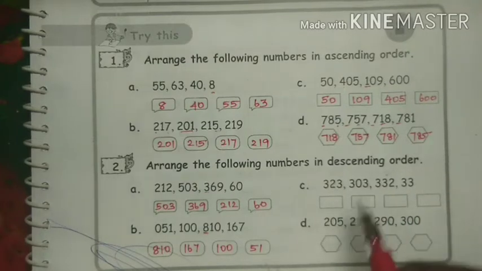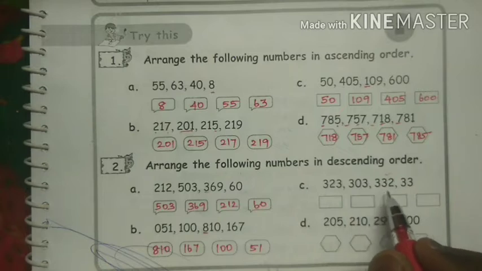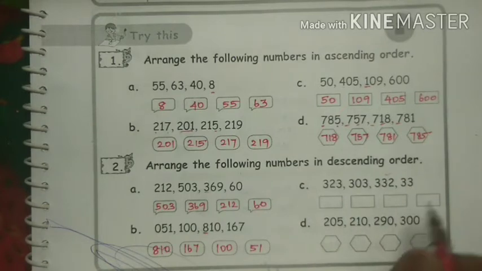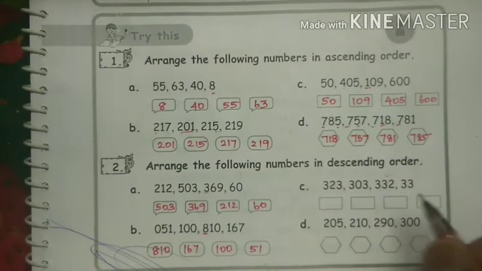Now 323, 303, 332, then 33. Which is the biggest number? Yes, we can find out easily there.